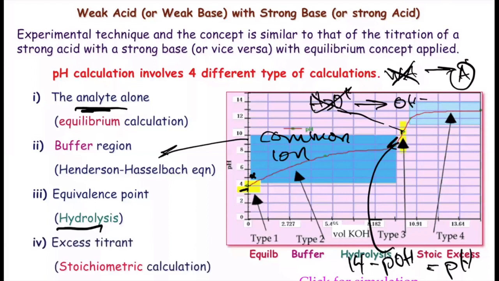The next part is excess titrant. All you've got to do is figure out how much of the titrant went unreacted, because now the limiting reagent is the analyte. You've over-titrated, you've got excess. You calculate that excess in the new volume, and you can calculate the pOH, and from the pOH you can calculate the pH as well. So that's a review of what this particular titration curve looks like. For those of you who are in lab, this is exactly what you're doing.